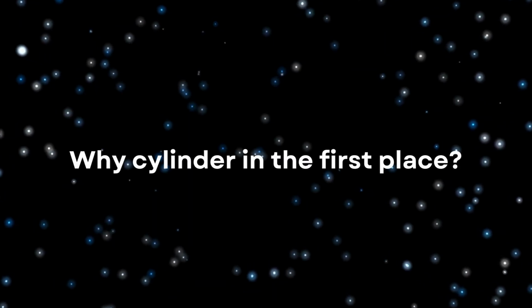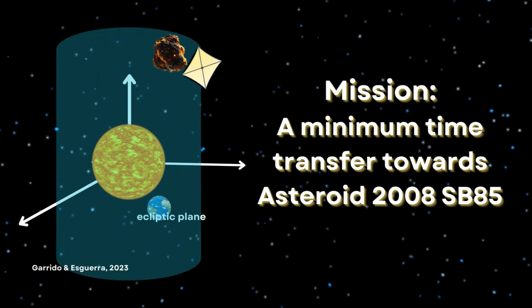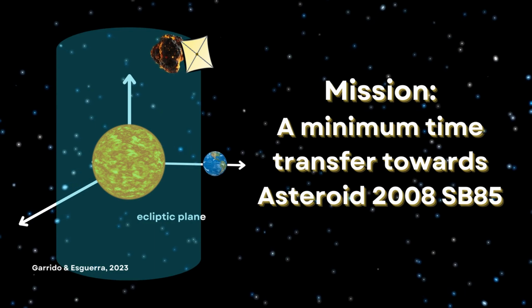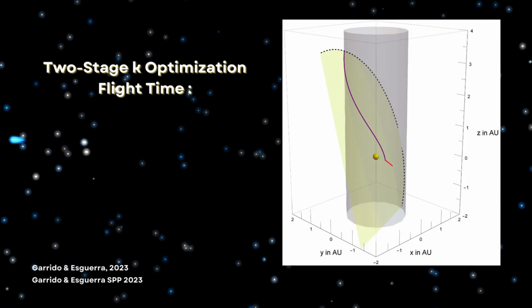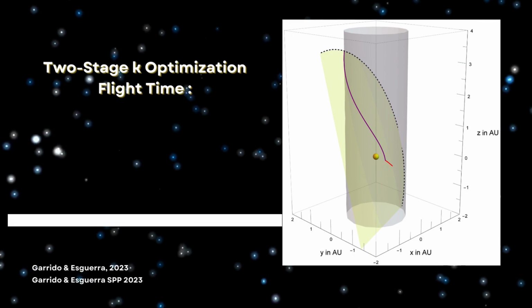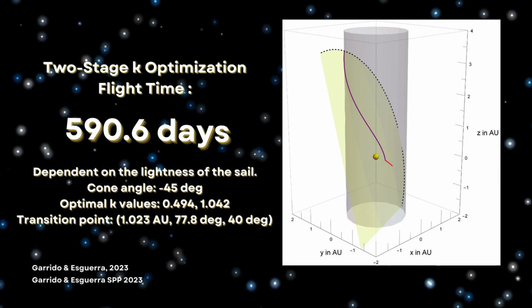But why a cylindrical surface in the first place? Well, using this constraint, one can obtain a transfer mission towards an asteroid with a highly inclined orbit. Based on our results, a solar sail can thus reach asteroid 2008 SB85 in less than 600 days.